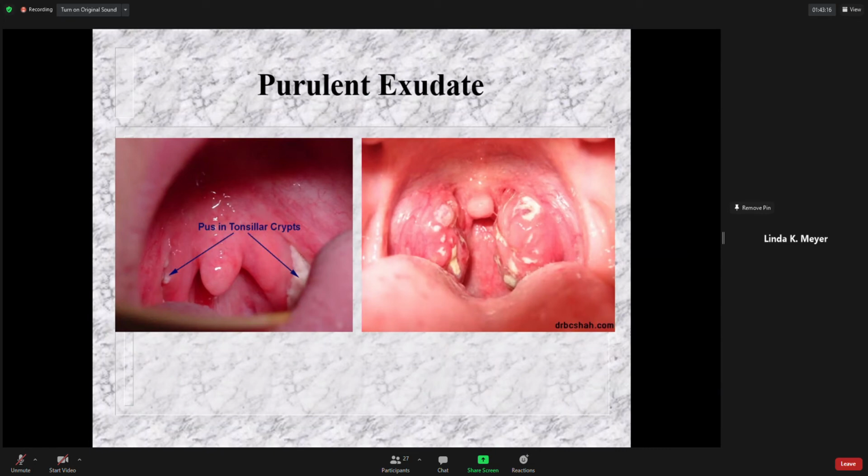And then in the tonsils, pus can be produced when someone has tonsillitis. So here are some pussy tonsils shown.